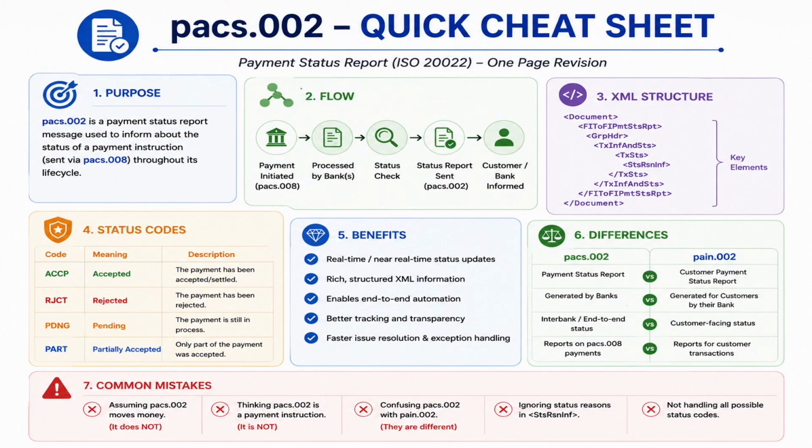Quick cheat sheet. Let's quickly revise everything. We learned the purpose of pacs.002. We understood the complete payment flow. We explored the XML structure. We covered important status codes. We discussed its benefits. We compared pacs.002 with pain.002. And we reviewed the most common mistakes.